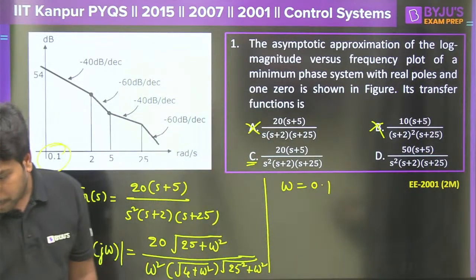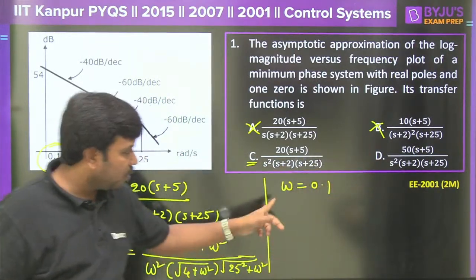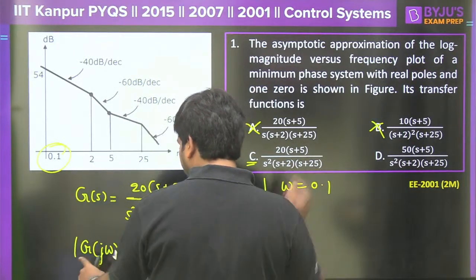Now Rajesh and Pramit, you both check for option D. You both check for option D. Now I will do it for option C. You both do it for option D, right?